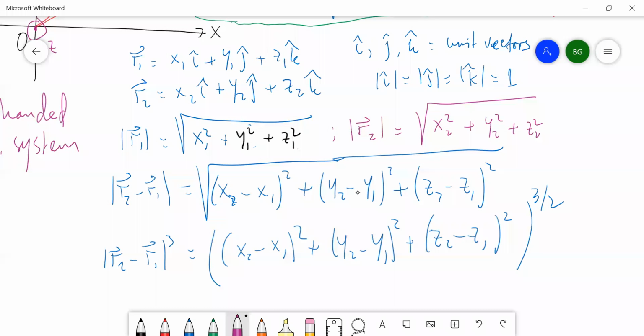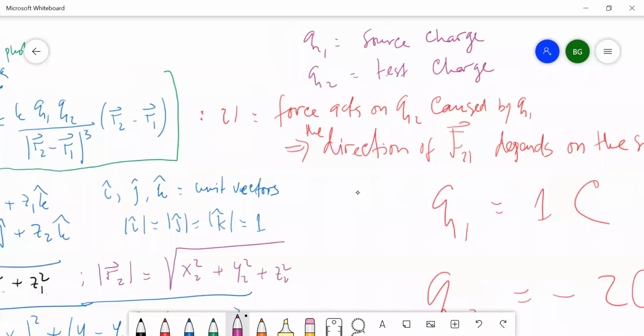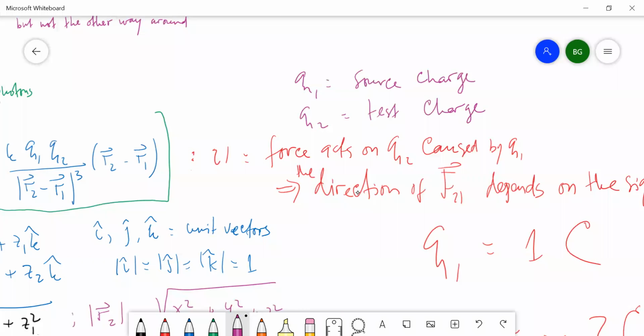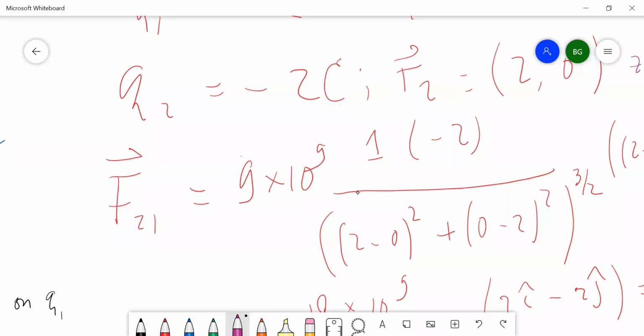Ini contohnya. Biasanya konvensi F21 mengatakan bahwa gaya bekerja pada Q2 diakibatkan oleh Q1. Jadi Q1 sebagai muatan sumber, Q2 sebagai muatan uji, yang kita sebut test charge. Contohnya saya ambil muatan sumber Q1 adalah 1 Coulomb, muatan uji Q2 adalah minus 2 Coulomb. Kurang lebih gayanya seperti ini.